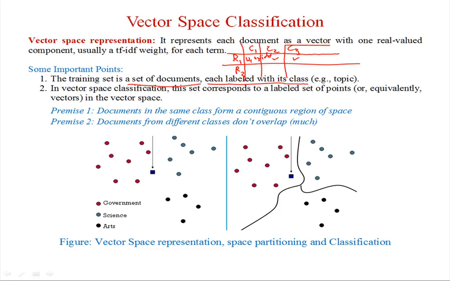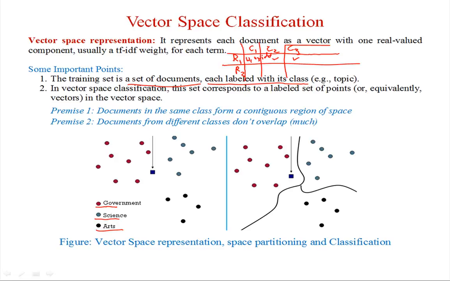For example, here in this picture, all red circles represent the documents related to government. All blue circles represent the documents related to science, and all black circles represent the documents related to arts, and so on. This is the requirement for text classification. We initially have such kind of information.